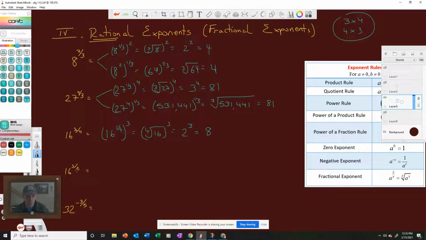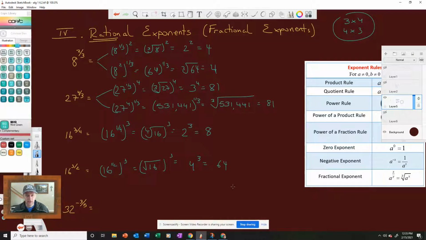Notice that 3/2 is more than 1. So this number should be bigger than 16 because 3/2 is a number more than 1. 3/4 is less than 1, so it's going to go down. 3/2 is more than 1, so it's going to go up. Try it. You should have done this. You should have said that's 16 to the 1/2 3 times. That, of course, is the square root of 16 cubed. That is 4 cubed. And that is going to be 64.